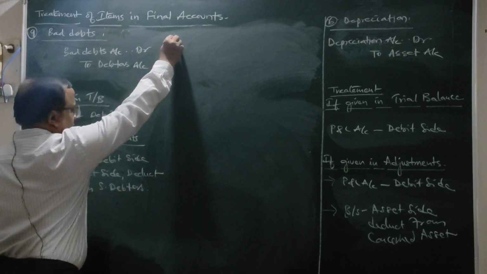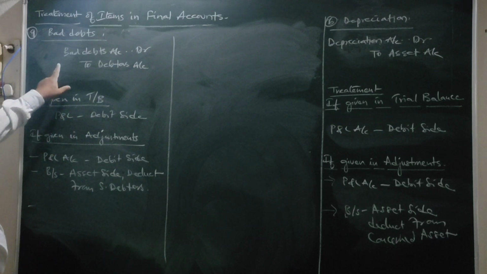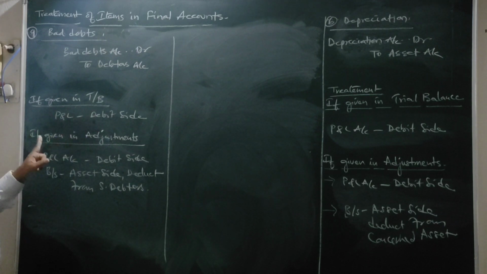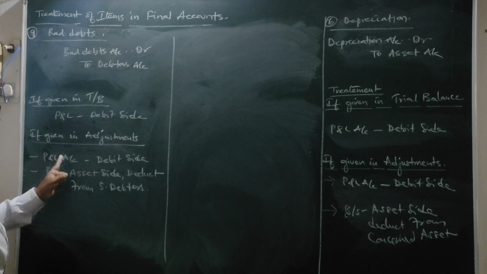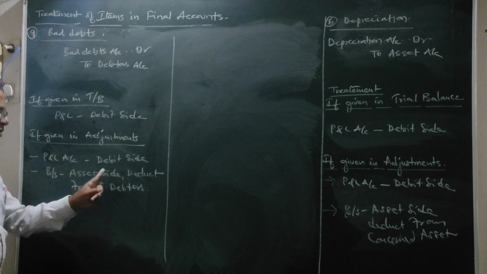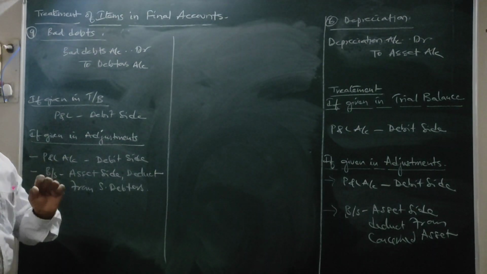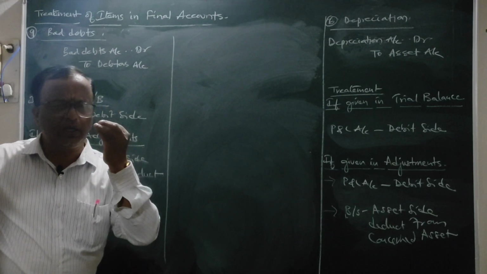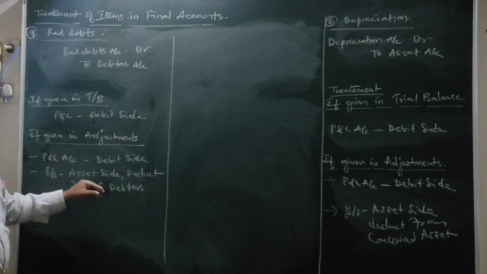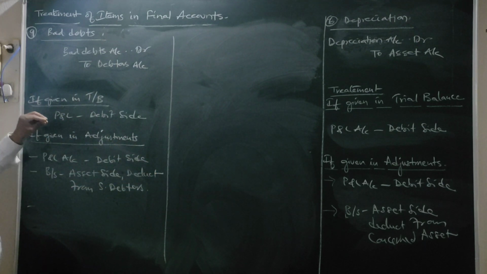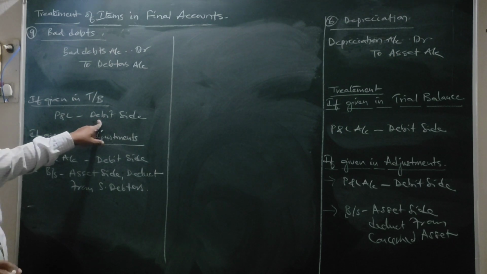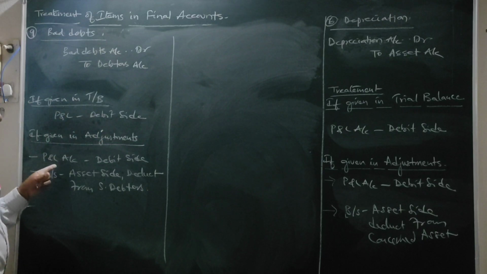So simply here, if bad debts are given in trial balance, only one effect, debit to profit and loss account. If bad debts are given in adjustments, then profit and loss account debit side, balance sheet asset side deduct from debtors. Now observe, if bad debts are given both in trial balance as well as adjustments, nothing to worry. Both the treatments you give. Whatever he has given in the trial balance, that you debit to your profit and loss account, in profit and loss account debit side, inner column you are going to write at that time. Then again, whatever he has given in the adjustments, that amount again you are going to debit to profit and loss account.